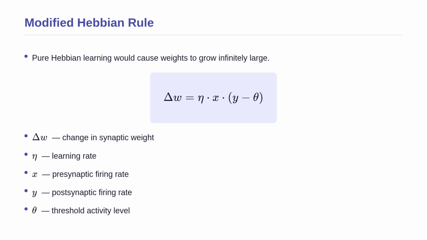In this modified formula, we introduce the symbol theta, which represents this biological threshold. We subtract theta from the postsynaptic firing rate, y. If the postsynaptic neuron fires faster than the threshold, the term is positive and the synapse strengthens. But if the postsynaptic activity is lower than the threshold, the term becomes negative, which mathematically models the weakening of the synapse, or long-term depression.